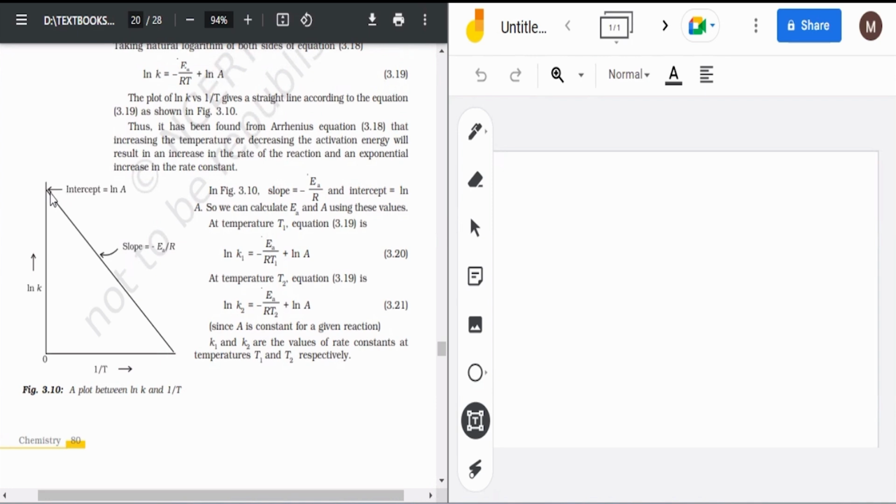So this height from 0 to this point is known as ln A, which we call the intercept, like y is equal to mx plus c type of thing. So y is equal to ln k, m is equal to minus Ea by R, x is equal to 1 by T, and c is ln A.